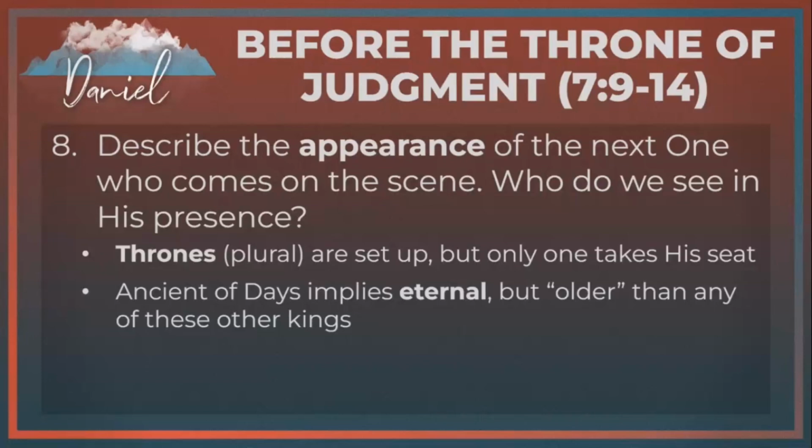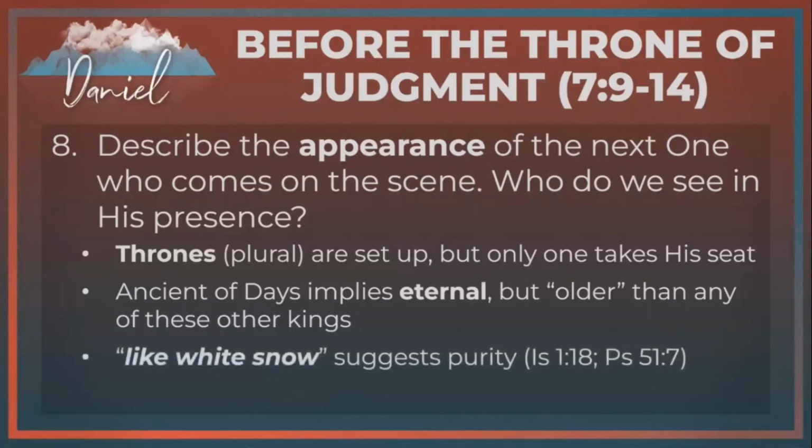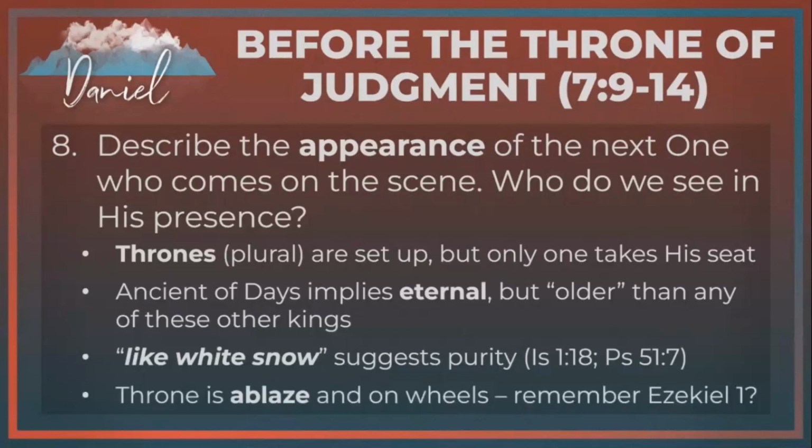In verse 9, he takes his seat, right? So there are plural thrones set up, which is interesting, but he's the only one who takes his seat. That's all that's described there. He has hair like white snow, and that's age, but also purity. We see that in Isaiah chapter 1, talking about being washed and cleansed. Same thing in Psalm 51, as David prays to be cleansed that way too.